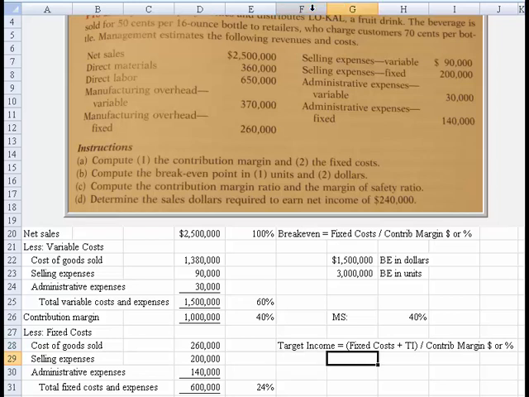So if we want to come up with that, we would then take the sum of the fixed costs, which is the 600,000, plus a target income, in this case 240,000, and then divide it by the contribution margin percentage to get dollars, and that percentage is 40%. And we come up with 2,100,000. And that's the correct answer to determining sales dollars required to earn a target income or a net income of 240,000. Okay, thanks everyone.